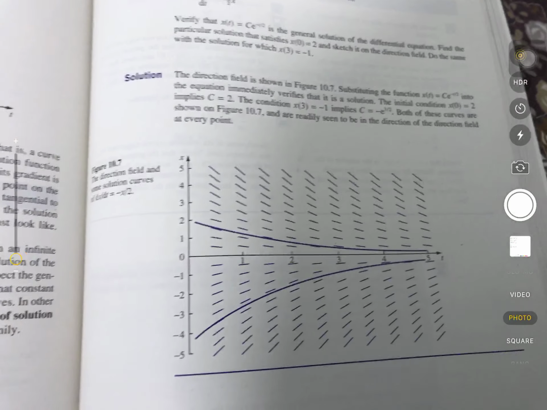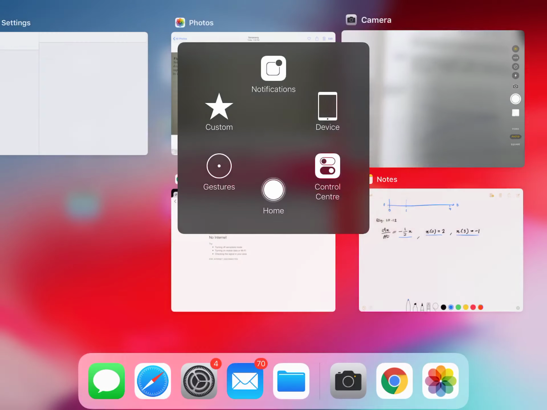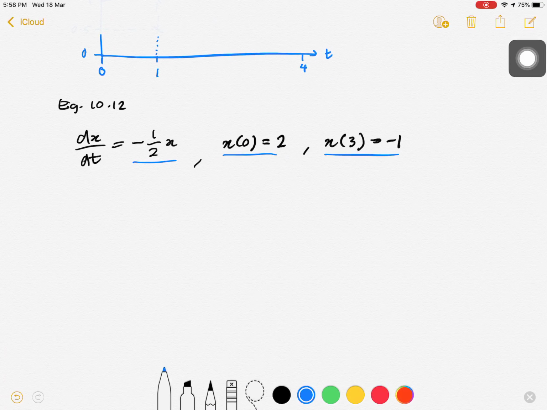Okay, so that is, for example, 10.12. Hopefully you understand the concept. Actually, I want you to understand the concept of the differential equation. You get the geometrical perspective of the equation.